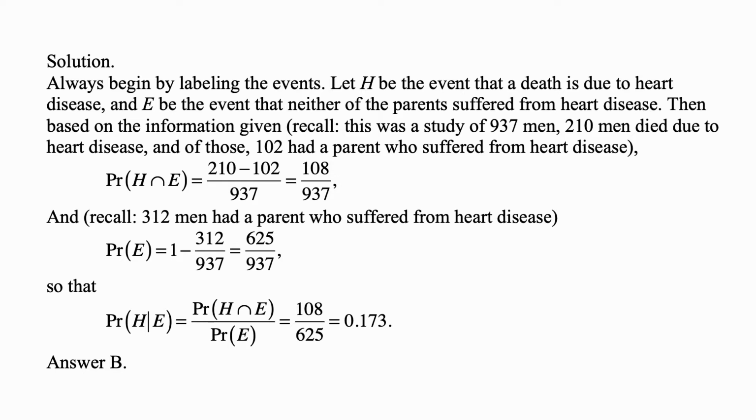And what we're looking for is probability of H given E, which is the probability of H intersection E divided by probability of E. And we just found those two. So we just divide the two results. The denominator is 937, so that cancels. And the answer is 108 over 625. And that's, expressed as a decimal, 0.173, which is answer B.